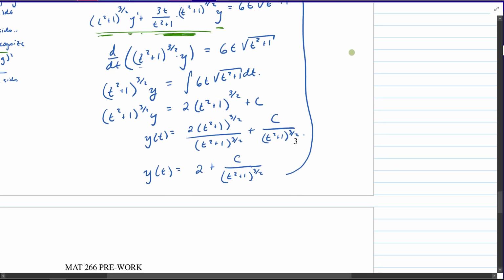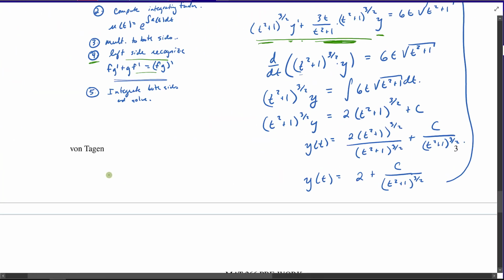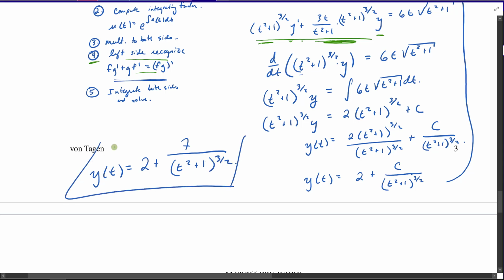And so then we'll just state the problem one more time, and I'm about out of room here, but we get that y of t is equal to 2 plus 7 all over (t squared plus 1) to the 3 halves power, and there we've actually solved this IVP.